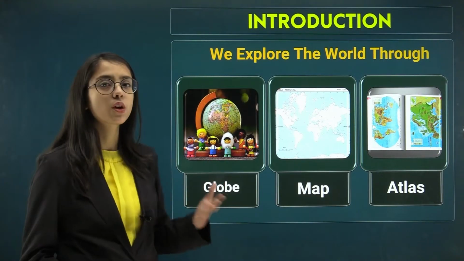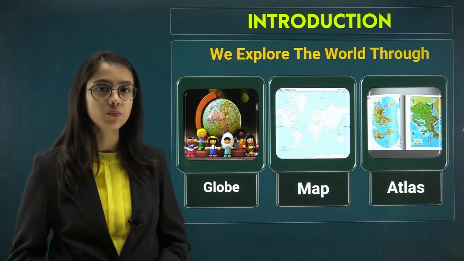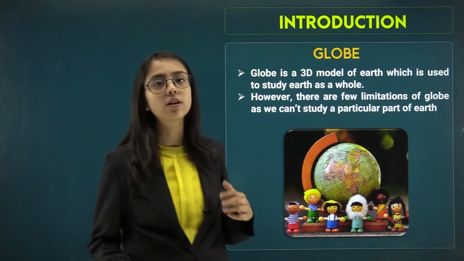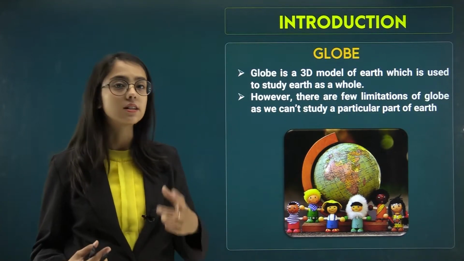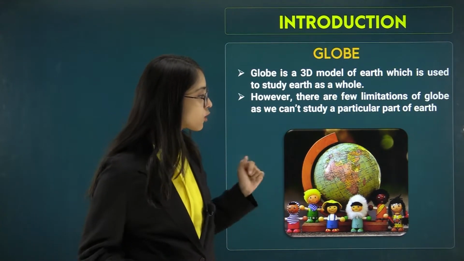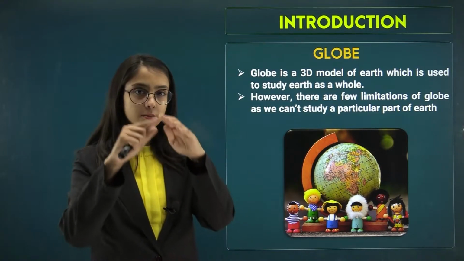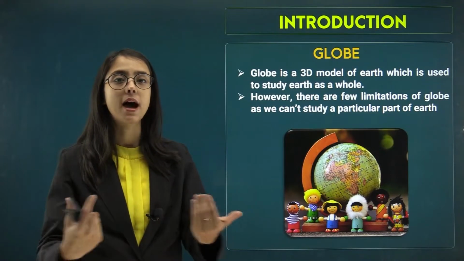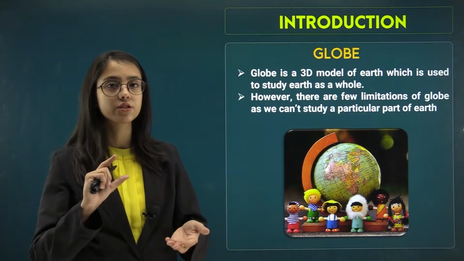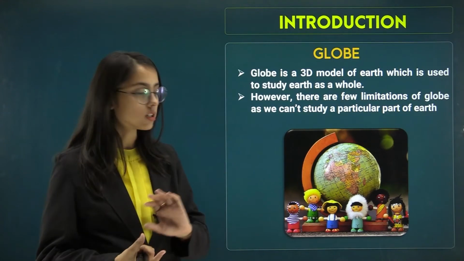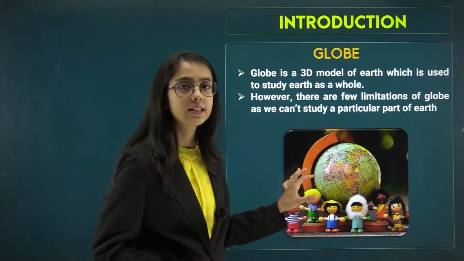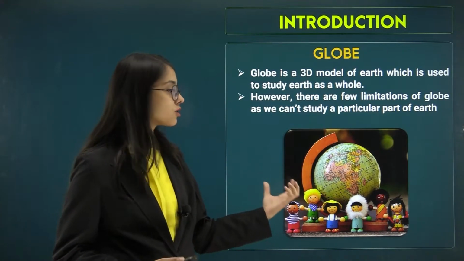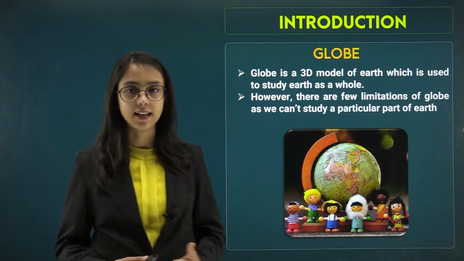What is a globe? Do you have a globe in your classroom or at your home? A globe is a 3D model of the earth which is used to study the earth as a whole. You can see the image of a globe here. It is a 3D model. It's a spherical ball on which the whole world map is given and pasted, and it gives a 3D model of the earth, and you can study it in detail, like which continent is where, what are the different hemispheres, which ocean is located along with which continent, etc.